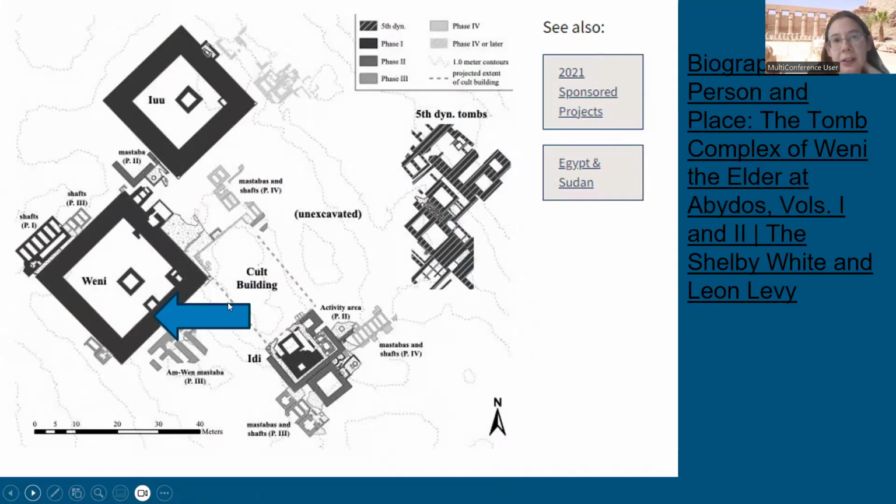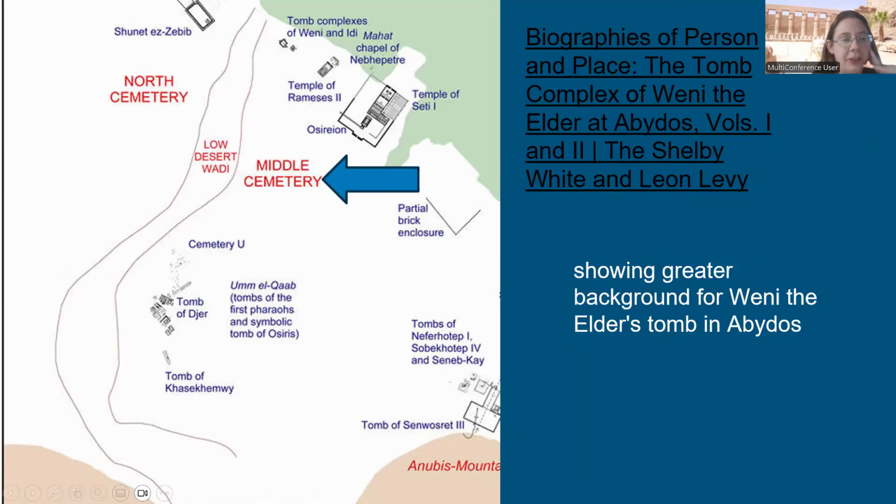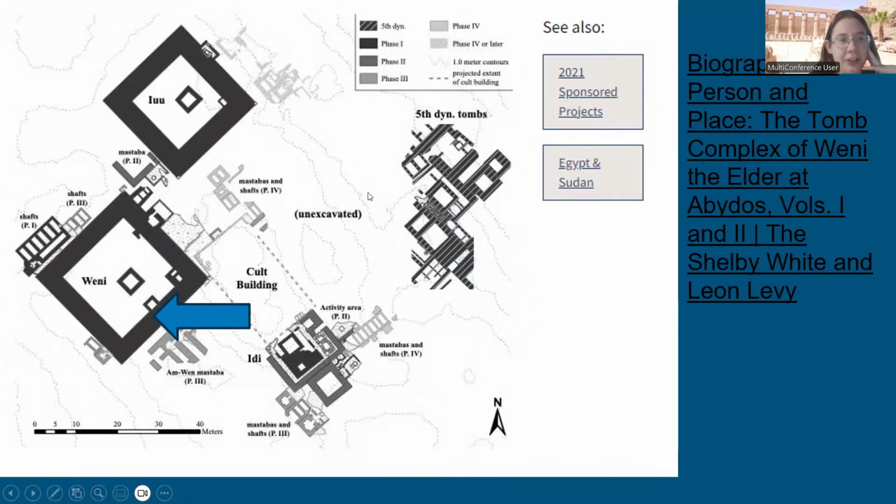And this is kind of going even more deeply into that middle cemetery. And this is the actual tomb of Winnie that they think the autobiography was originally inscribed in.